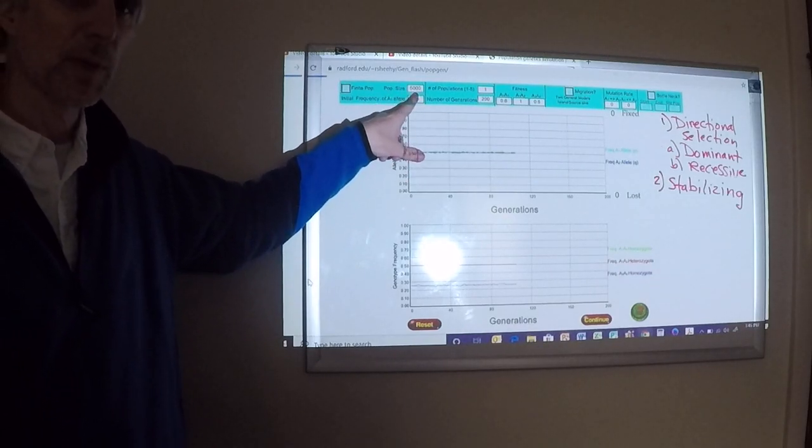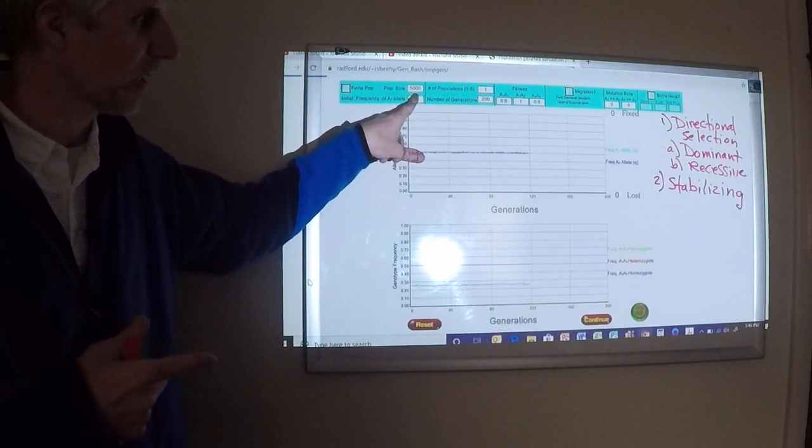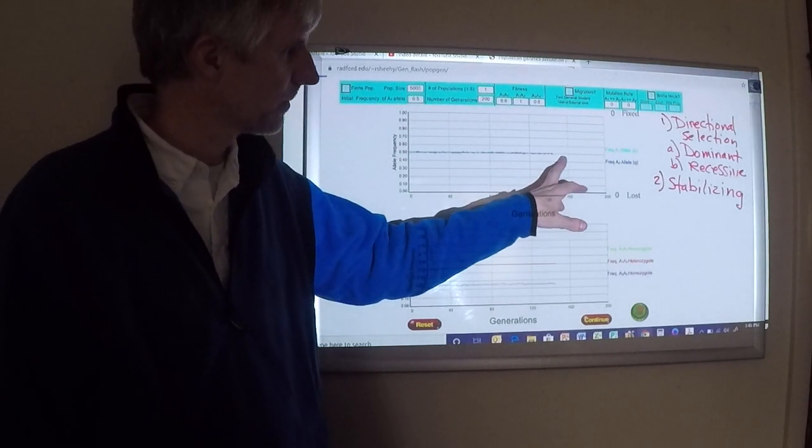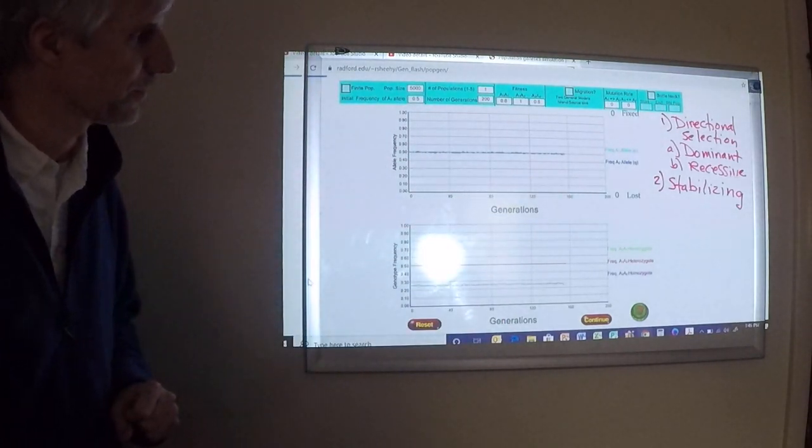As an aside, why is it bouncing around like that? It's because my population is not infinitely large. You're seeing sampling error in action. See that coming over there?